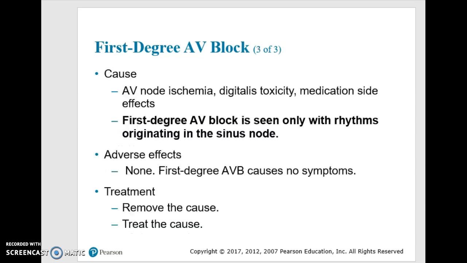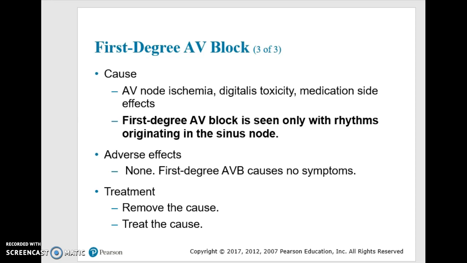Moving forward, let's talk about the different causes of the first degree AV block. The cause of a first degree AV block can be AV node ischemia. It can be digitalis toxicity or medication side effects. The first degree AV block is seen only with rhythms originating in the sinus node.